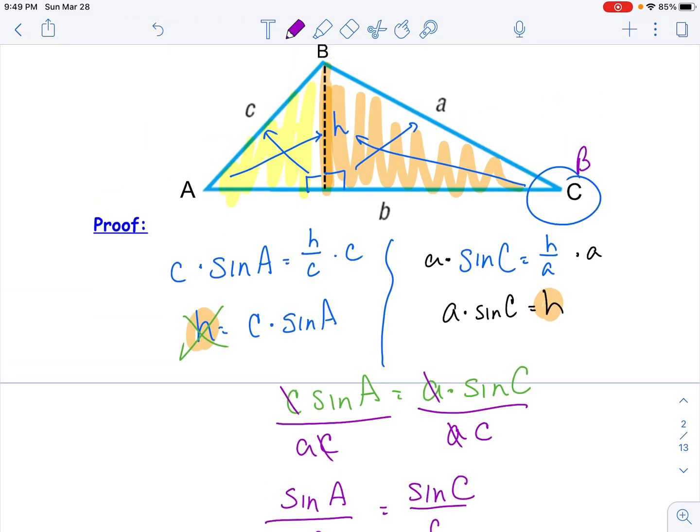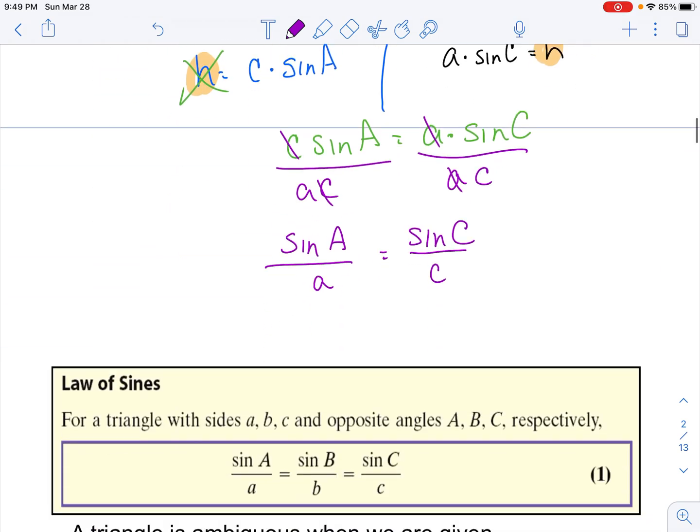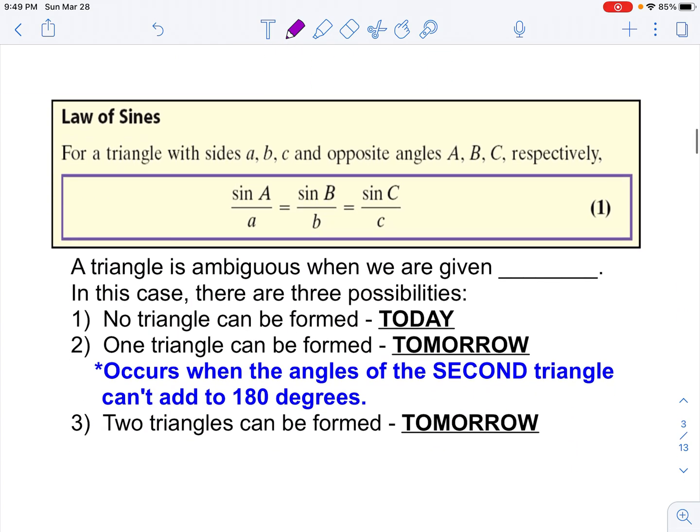If I switch this and call this angle B, I could do the same thing, and that shows the law of sines, which is sine of A over lowercase a, equals sine of C over lowercase c like I just proved, and then sine of B over lowercase b. So this works for triangles that we cannot use SOHCAHTOA for, so it gives us another alternative.